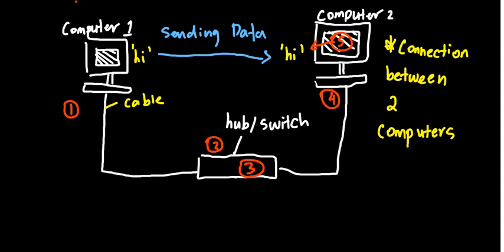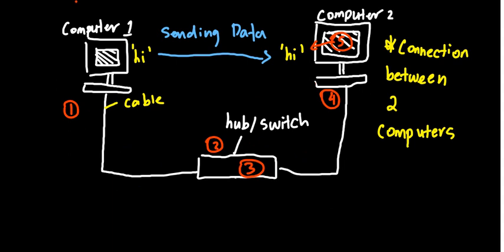Now let's take a look at two computers connecting together. This is the easiest type of network you will ever see. Let's say you want to send a message that says hi from computer 1 to computer 2. The first step is the cabling, or the physical item you want to use to connect. In this example, I use a cable. This connects to the hub or switch, which is a device that allows us to connect the two computers.